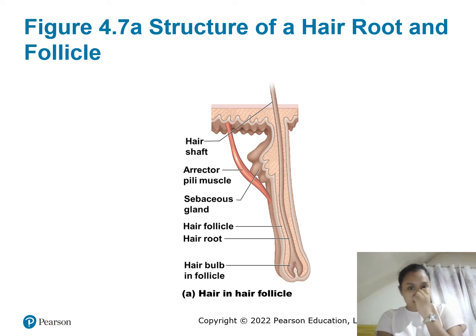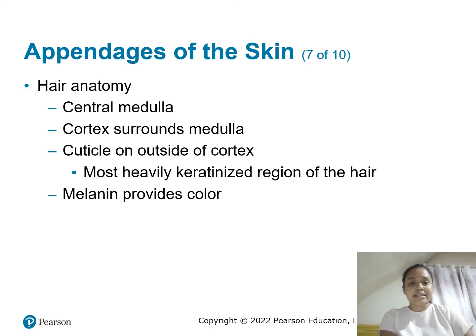Alright, so this is it. That's your hair shaft. That's the muscle I told you earlier that's responsible for giving you goosebumps. Sorry. Hair follicle, that's your hair root. That's the hair bulb. Okay, review that, guys. Okay, so that's the anatomy of your hair.